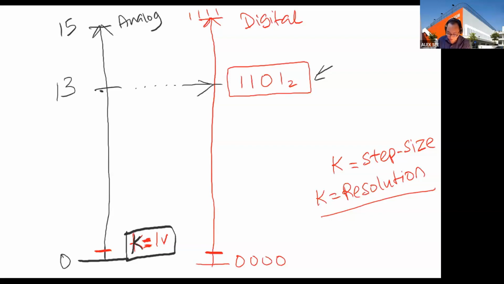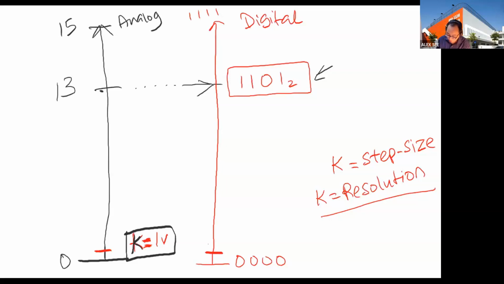Now, this is a very simple example. If your step size is 1, it's very simple. You take 13 over 1. You take 13 divided by the step size, because you know how many steps. Oops, sorry, I accidentally cleared this line. Okay, this way.